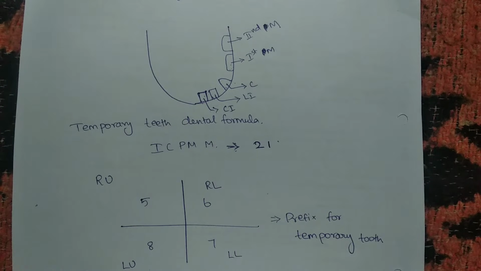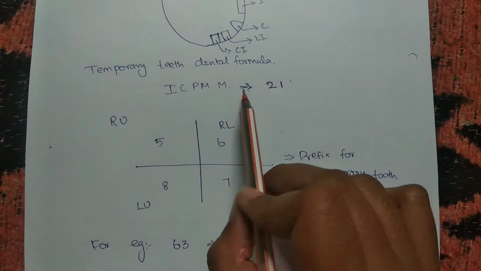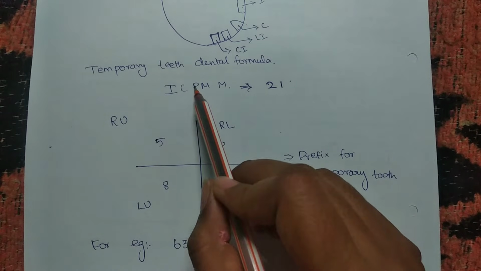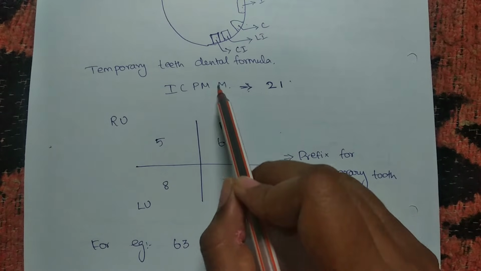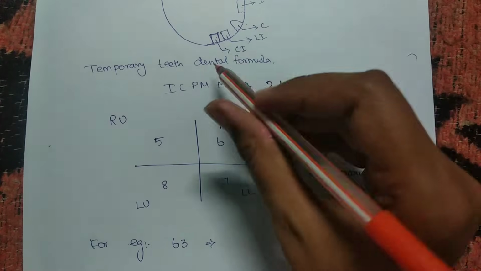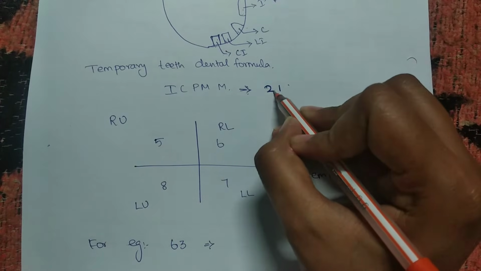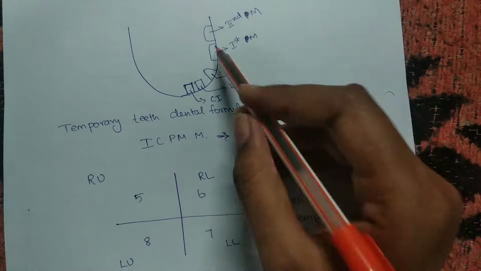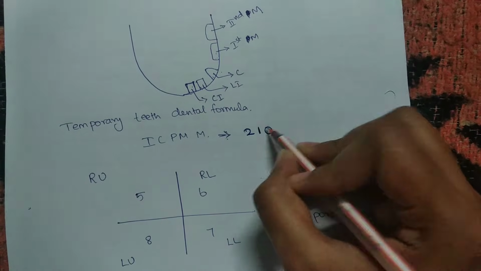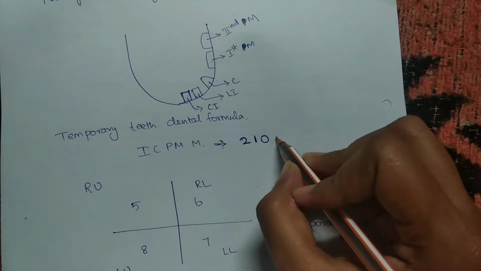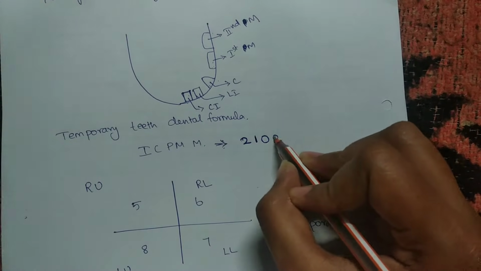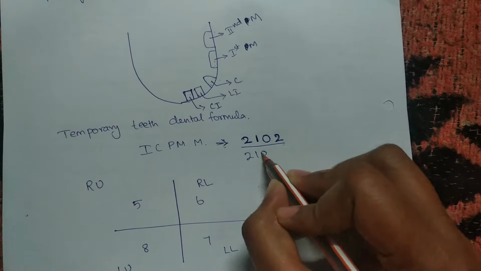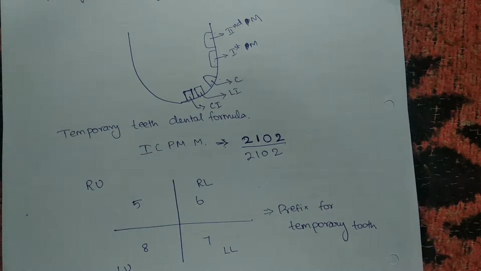There is a dental formula, that is I C PM M. I is incisors, C is canine, PM is premolar and M is molar. Here there will be 2 incisors and 1 canine. No premolar, so 0, and there will be 2 molars present as temporary teeth. So 2 1 0 2 for each quadrant. This is the dental formula for temporary teeth.